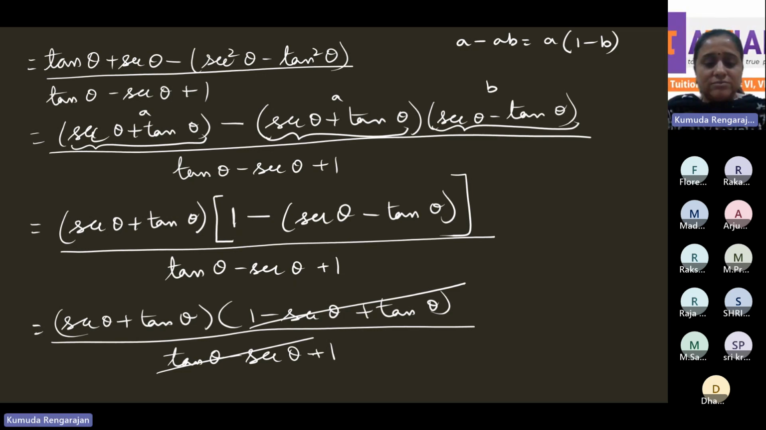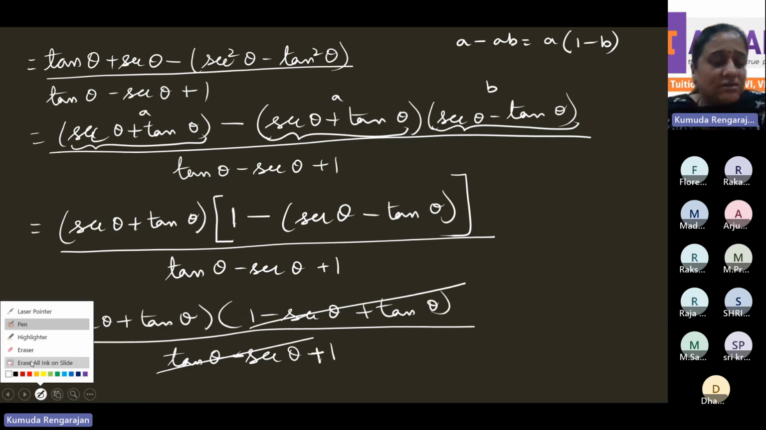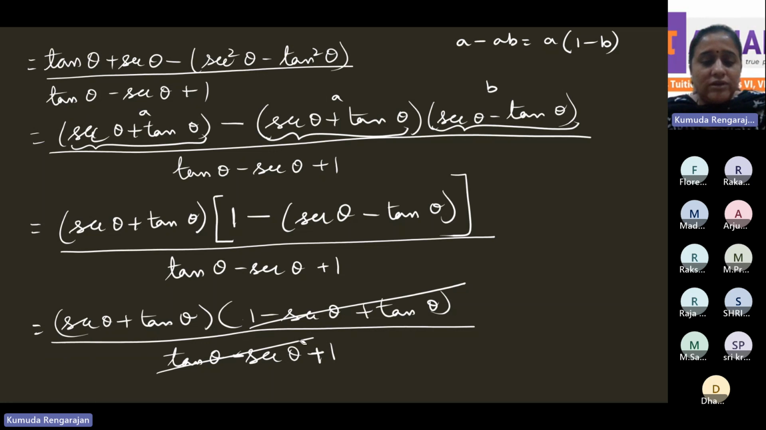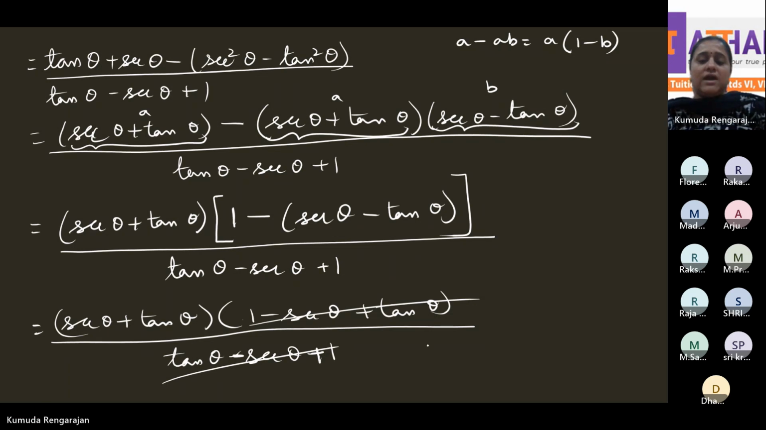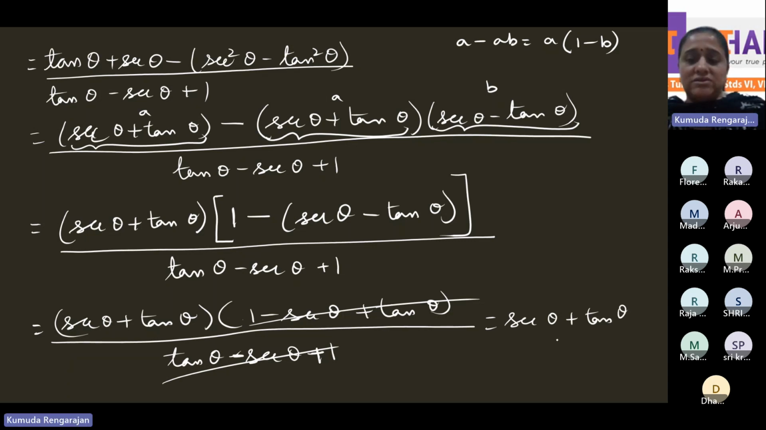You can compare this, plus 1 minus secant theta plus tan theta. You cannot cancel the terms individually. I'm not cancelling tan theta and secant theta, not like that. The expression as a whole gets cancelled. And we are left with secant theta plus tan theta. But that's not the RHS. So just one more step.